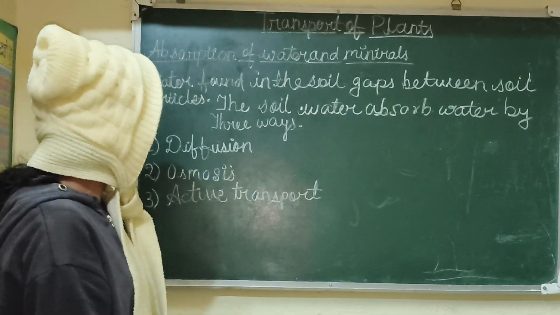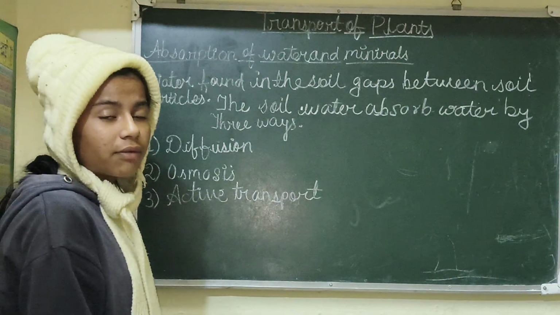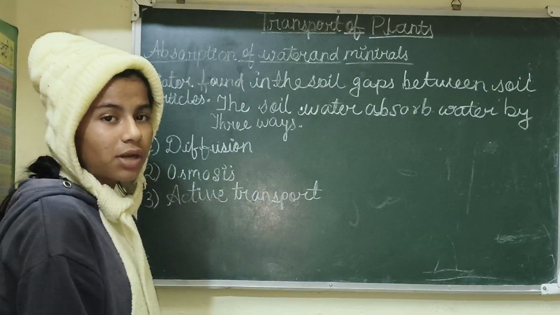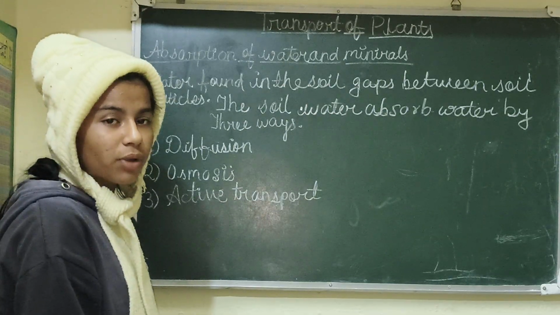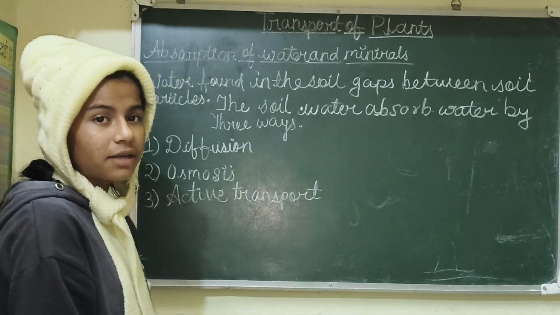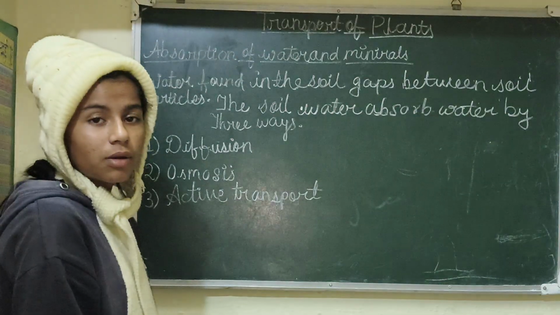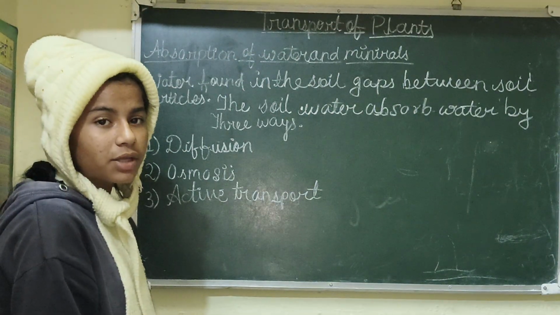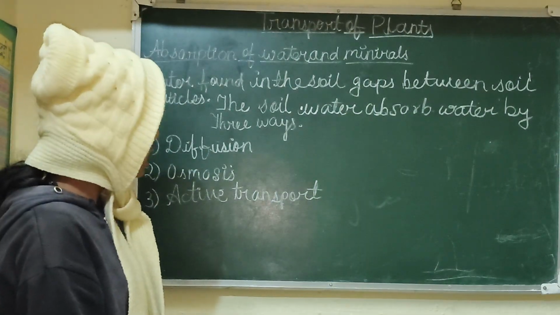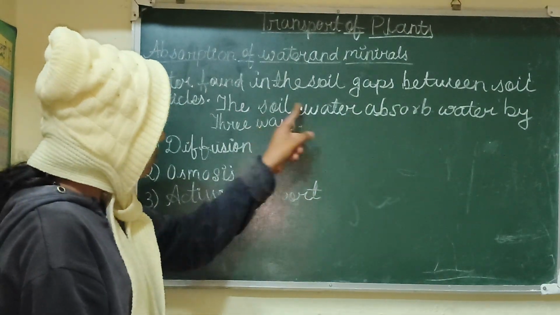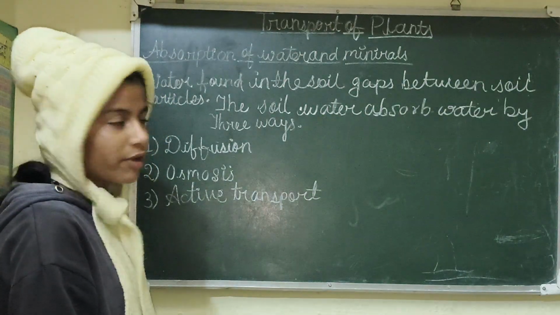So water is found in the soil, in the gaps between the soil particles. We have learned in science about groundwater. This groundwater is absorbed by the soil during the rain, and hence this mineral water is used for the processes of plants. So in soil water, the absorption by the plant happens in three ways.